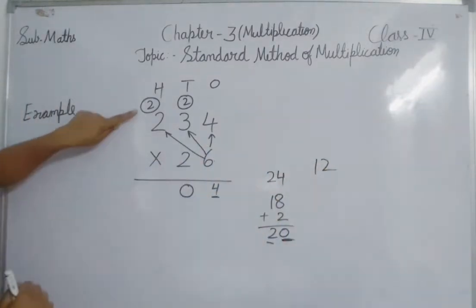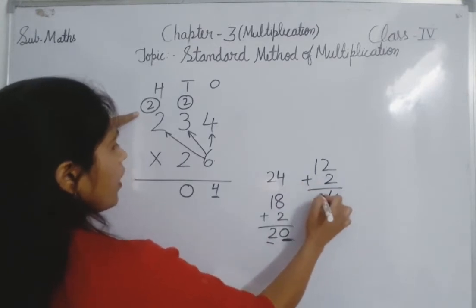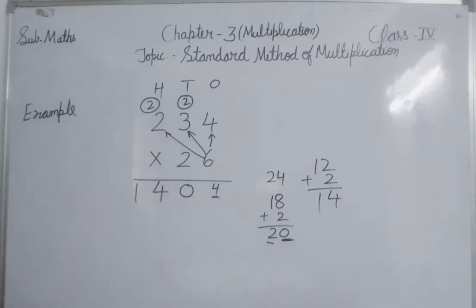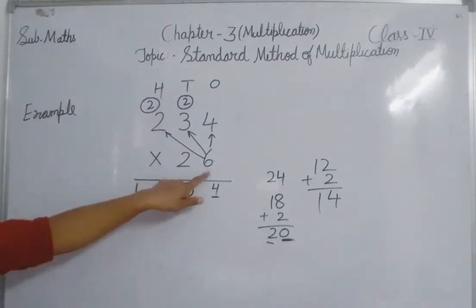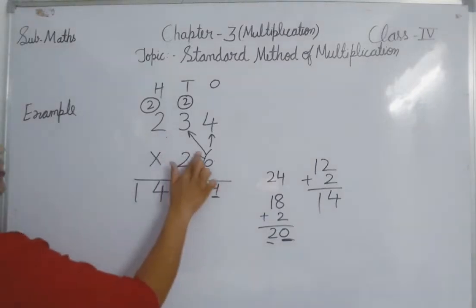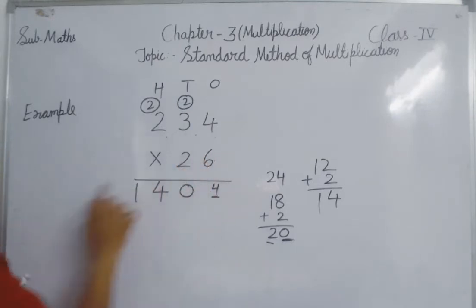And 12 and 2 we have here. So 12 plus 2, 4 and 1, 14. So here we'll write 14. Clear? Now the 6th turn has been over. So now we'll start for the next turn, means second turn. Now it's 2 numbers turn.